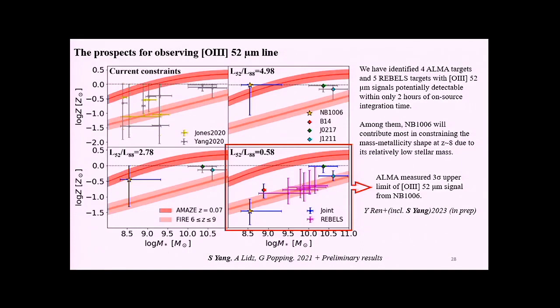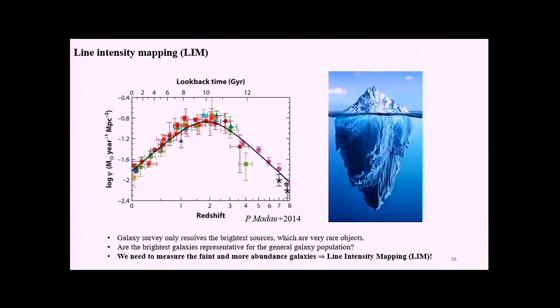This result is consistent with the low gas density scenario, in which case the joint metallicity constraint would prefer the mass metallicity relation predicted by the FIRE simulation, given by this shaded band. And this result is also consistent with more recent JWST measurements. So during this first section of this talk, we have seen that we can probe the nature of high redshift galaxies with their ISM emission line measurements.